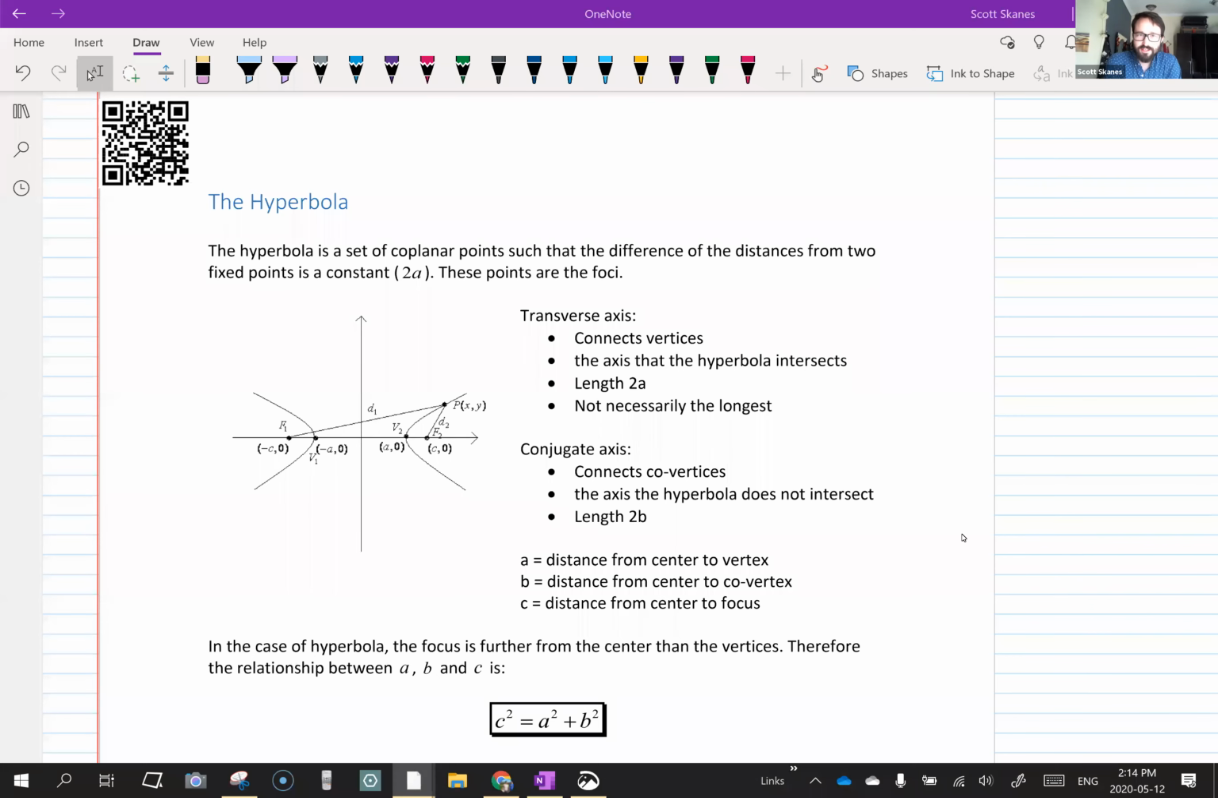Welcome, this is Conics 3, the third class in a set of classes about conics. And today we're going to cover the hyperbola.